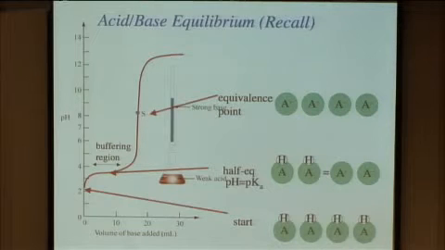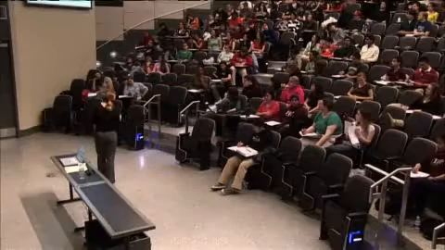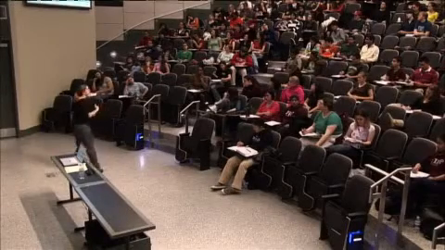Again, in a buffering region, you have quite a bit of the weak acid and quite a bit of the conjugate, so it can buffer. If strong acid is added, it can be used up. If strong base is added, it can be used up without changing the pH very much. So that's a buffer, and the pH curve is flat in that buffering region. And so when you think about this, at pHs that are below the pKa, you're going to be more protonated, and at pHs above the pKa, you'll be more deprotonated.